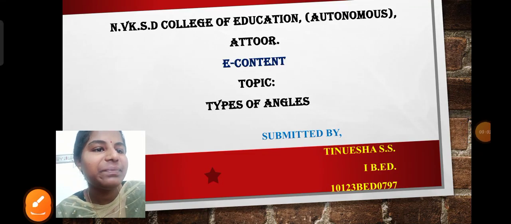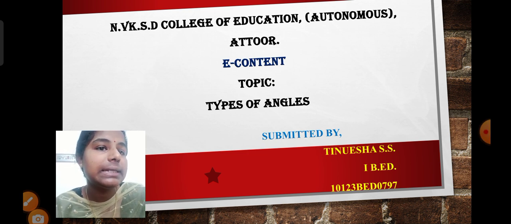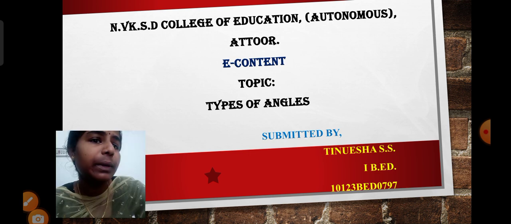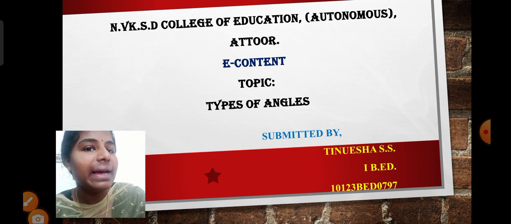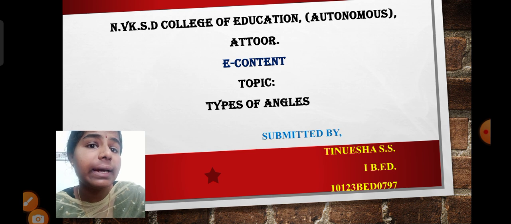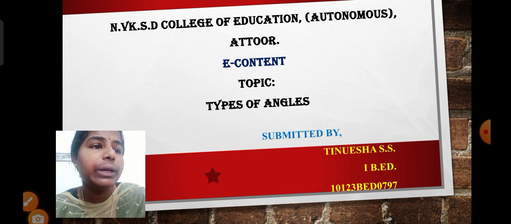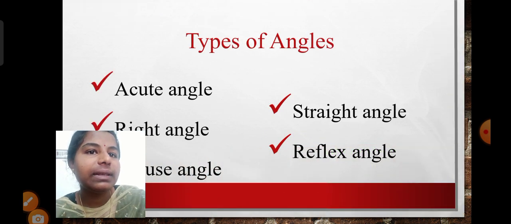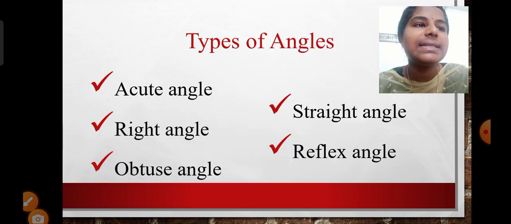Okay, next we are going to see the seventh standard topic, types of angles. We know there are different types of angles. We have heard of acute angle, right angle, straight angle, like that. So here we are going to see the types. Okay, so what are the types of angles?